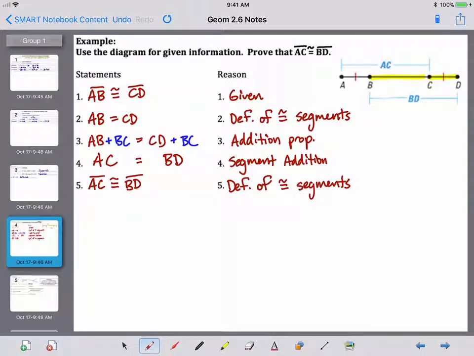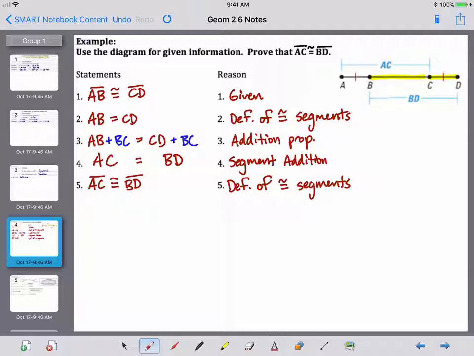Okay, so we went from what we knew to what we wanted to show using a process of steps and logic that clearly could show this to anyone that was reading it. And that's what we want to do in a proof. So we're done with that one.